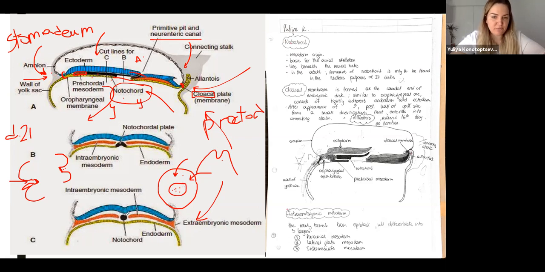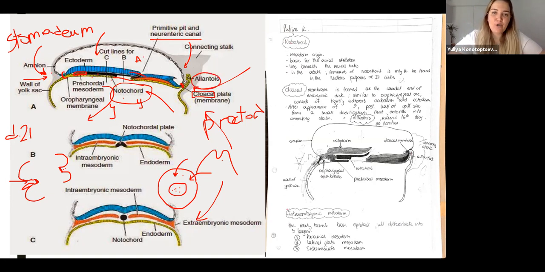So notochord will be disappearing. The center, I repeat, kind of shows you where the axial skeleton will be. That's what it does. So when you do a cross section of the embryo, you know that right there in the middle, you're gonna have the axial skeleton for sure. Last thing on this picture, we have here something called allantois.